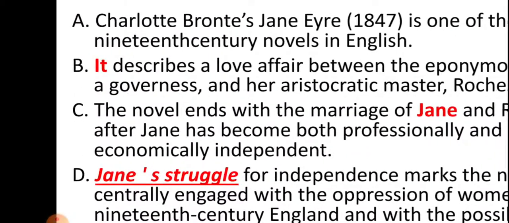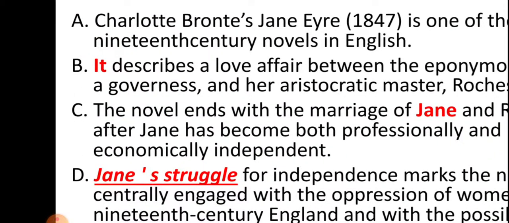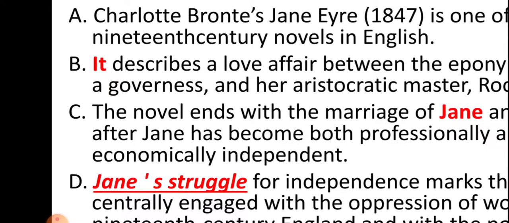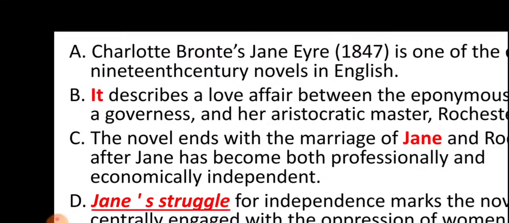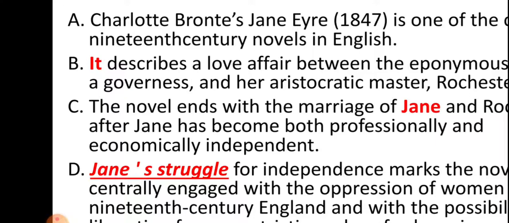"It" is the pronoun that is used to refer to singular nouns, right? So when I say "it describes", if you look at option B, it describes a love affair. Now comes a question: what describes a love affair? It must be referring to a noun, and where is that noun? Look at option A. Charlotte Bronte's Jane Eyre is one of the classic 19th century novels in English. So here "it" is actually referring to this novel. Okay, so A should be followed by B. So AB is a pair.